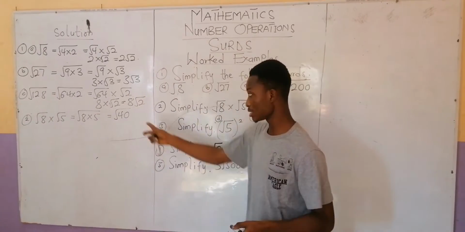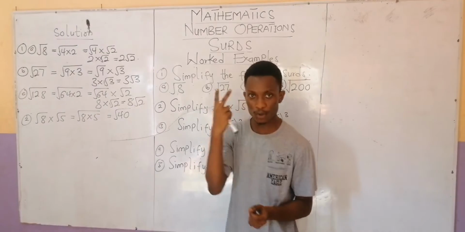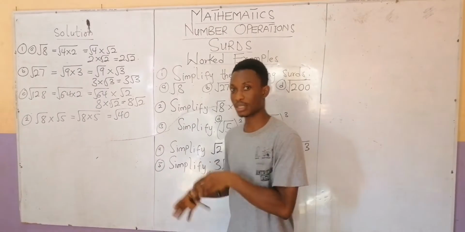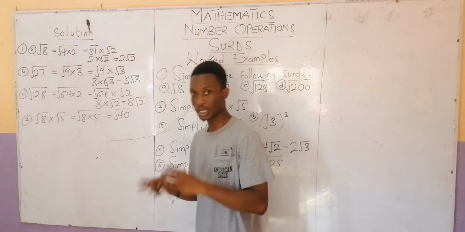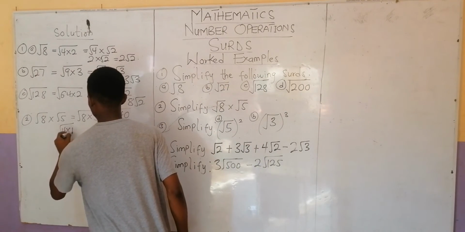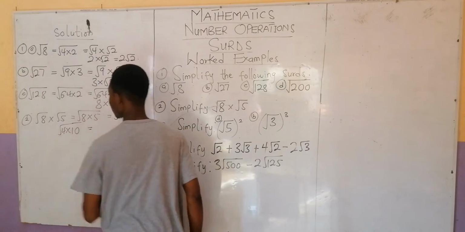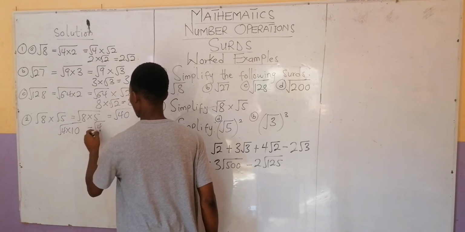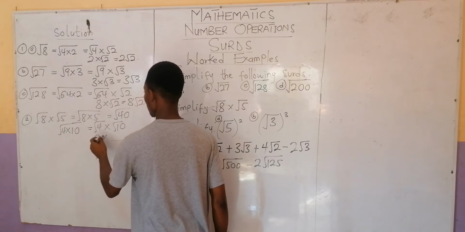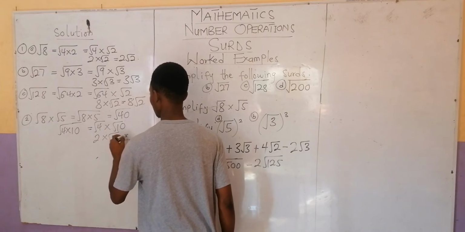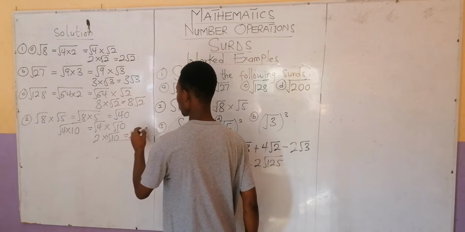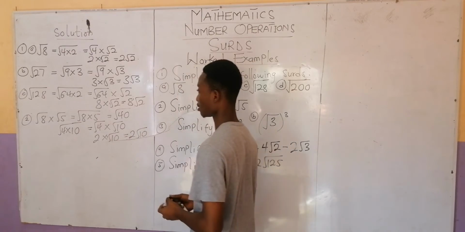That is not all. Can you simplify? Yes. Look for two numbers that will multiply to give you 40. 4 times 10, and 4 is a perfect square. So I'm going to say 4 times 10. I have root 4 times root 10. Root of 4 is 2, times root 10. There's a 1 here, we assume, 2 times 1 is 2. So the answer is 2 root 10.